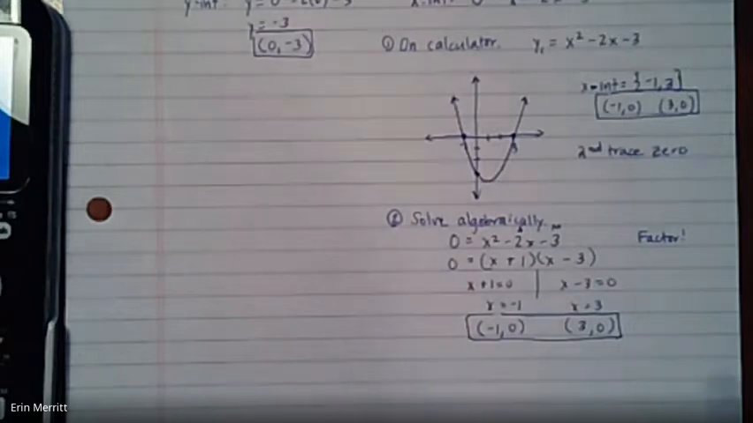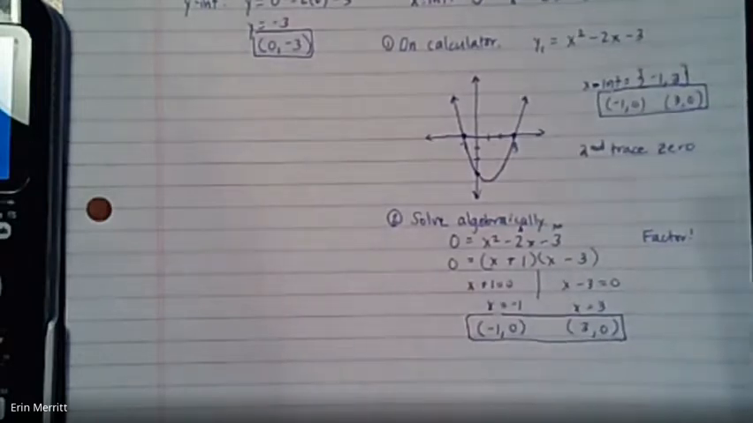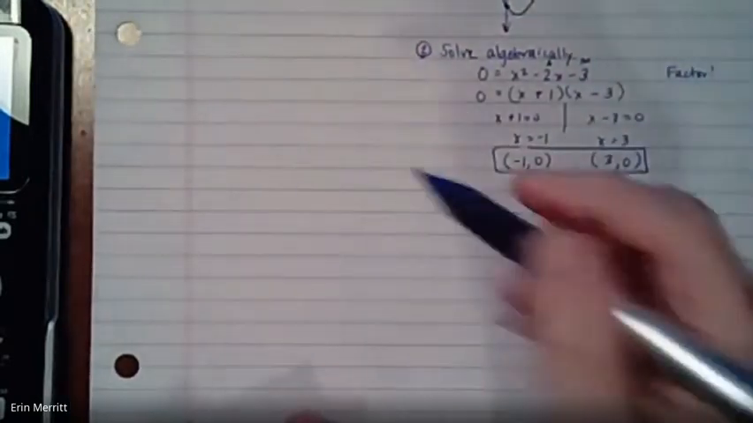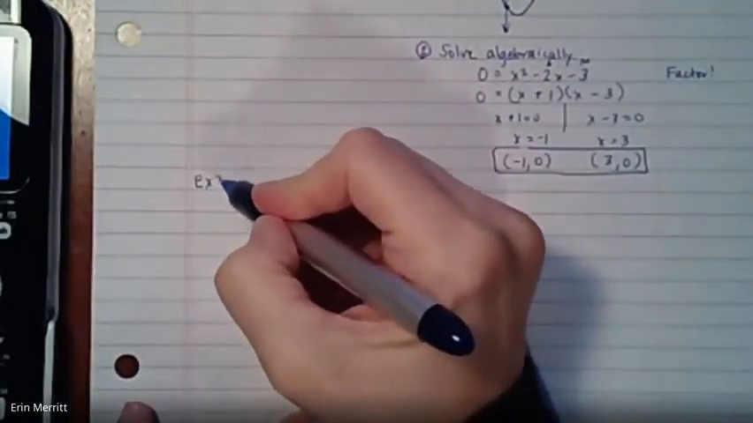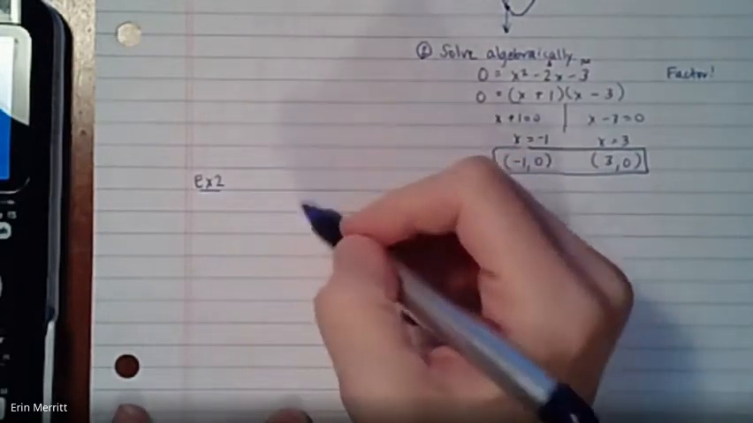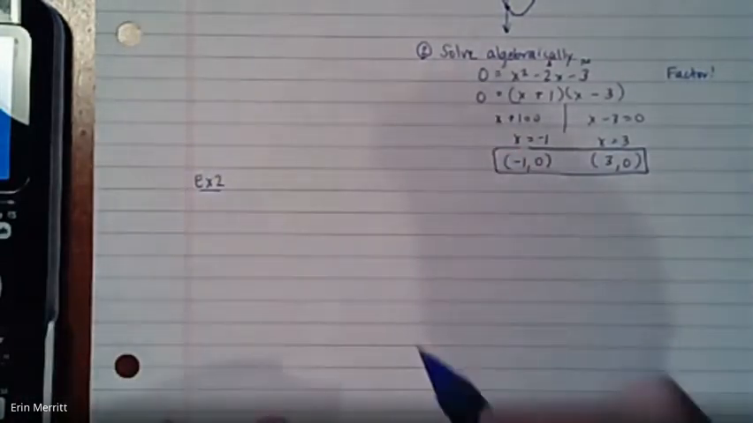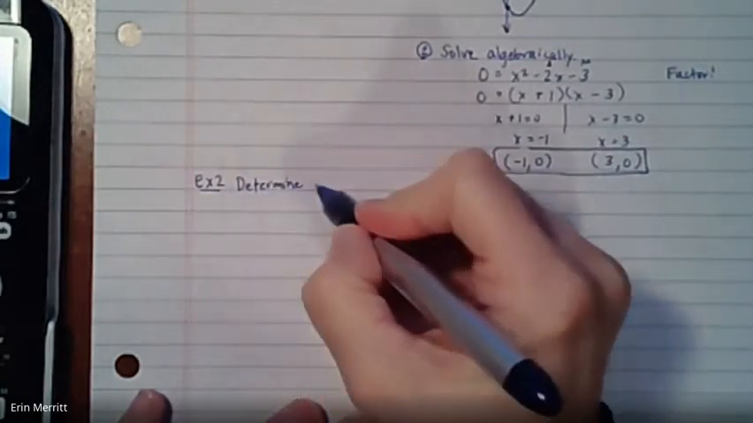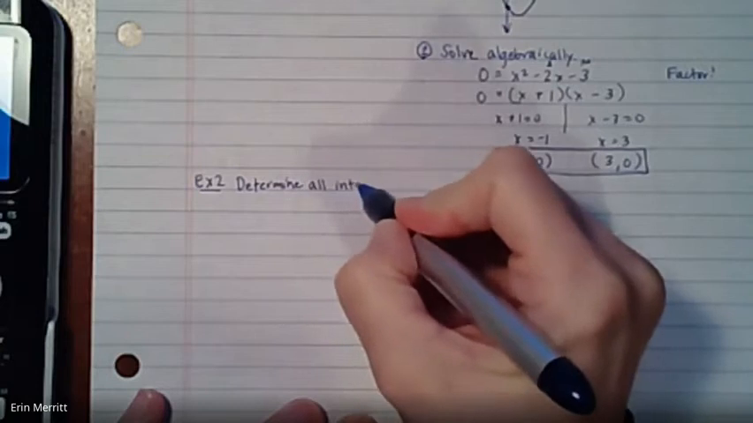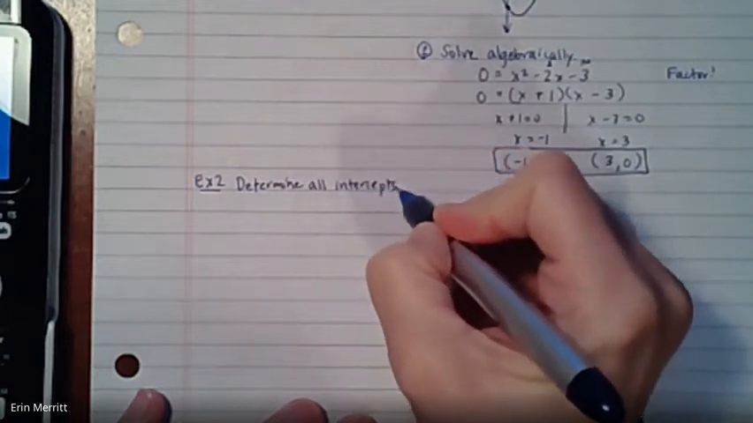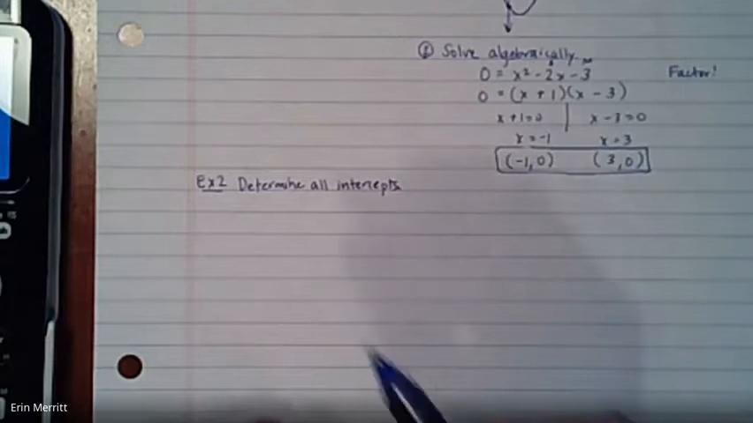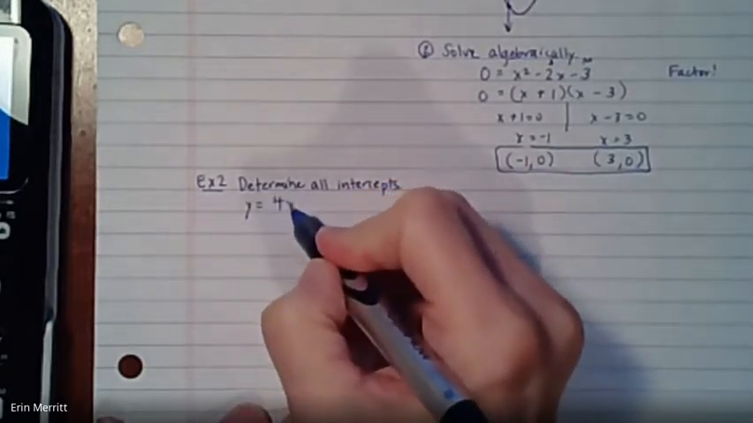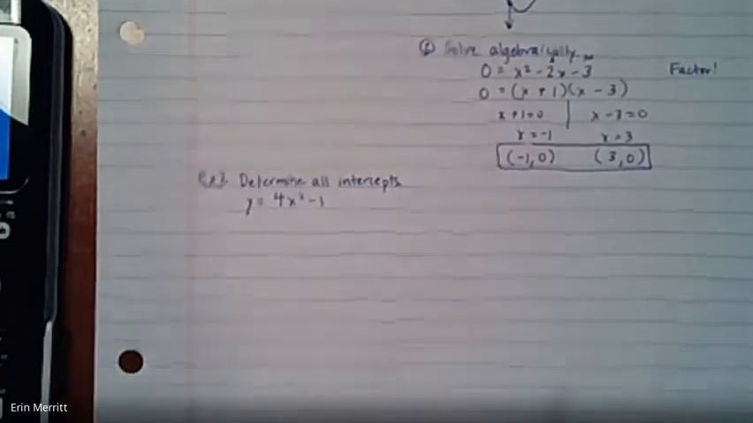So for these next ones, can you use your calculator? Of course. Am I going to force you to try to do it algebraically? Yes, you probably could have guessed that. So for example number 2, I want you to determine, again, all the intercepts. All right, so let me give you y equals 4x squared minus 1.